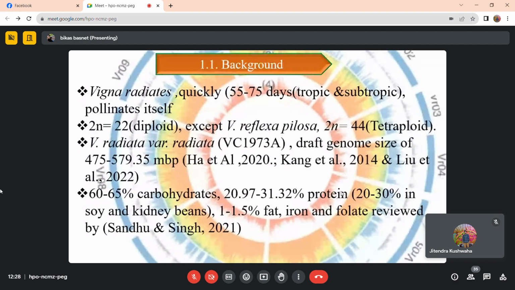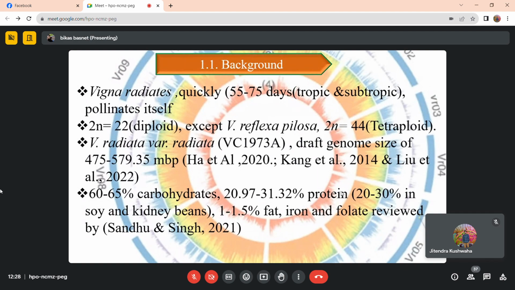And here goes the background of my research introduction. Vigna radiata, also known as the mung bean or mung dal, grows quickly and depends upon the climatic condition. Either it is grown in tropical or subtropical conditions. The maturity duration ranges from 55 to 75 days, and it is self-pollinated in nature.